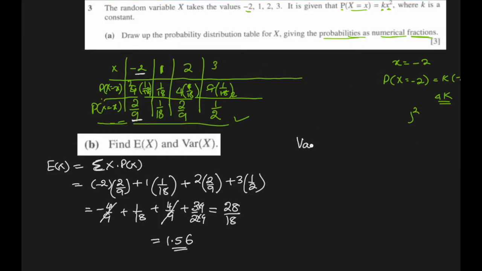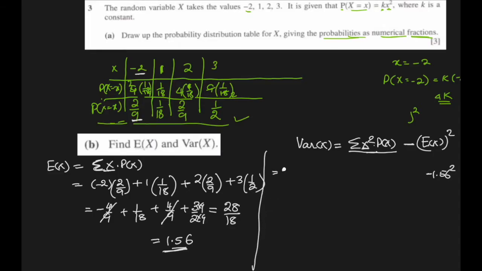So variance of x is again sigma x square times P(x), and subtracted by the expected value we just got, squared. We got 1.56, so we'll write 1.56 square at the last. Before that, we will square every x and multiply with its probability. Here we did not square, we just multiplied x. But in this case, we will square. So it will be negative 2 square rather.